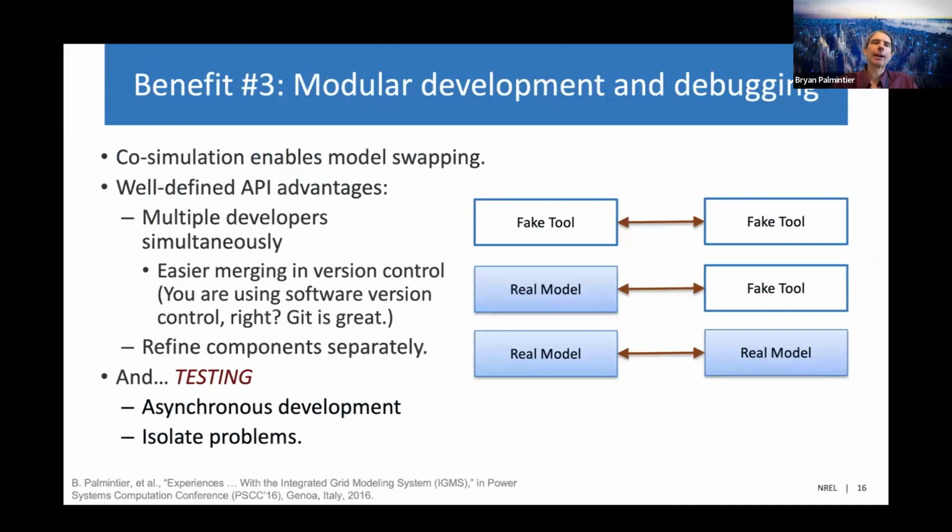Now, the other thing is this allows some modular development and debugging. So early on, you agree upon what data is being exchanged between the different tools. And this enables us to start with really dummy examples that verify that interface, and then incrementally add in one real model and eventually both real models, where we work out the different kinks.